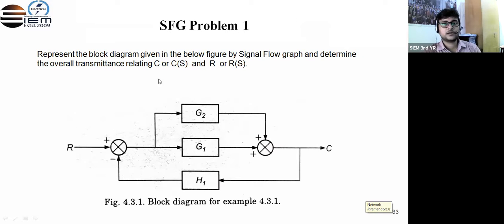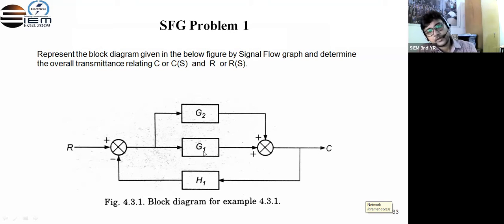Signal flow graph, problem number 1. Represent the block diagram given in the figure by a signal flow graph and determine the overall transmittance relating C and R. Now you see, this is the graph, where R is the input, then we have a summing point, then a takeoff point, then another summing point, then a takeoff point, and then C.